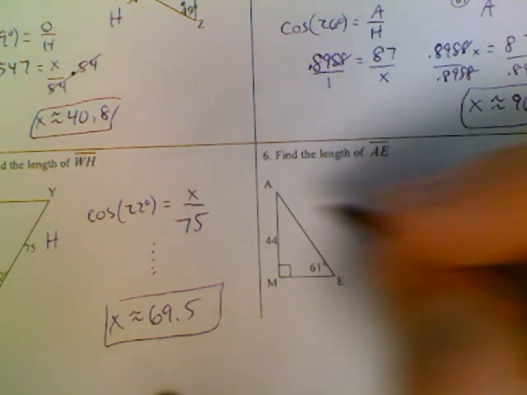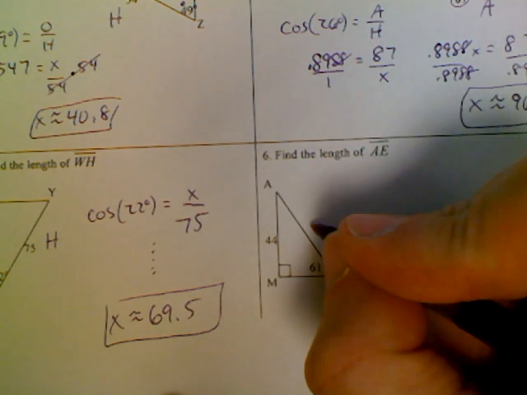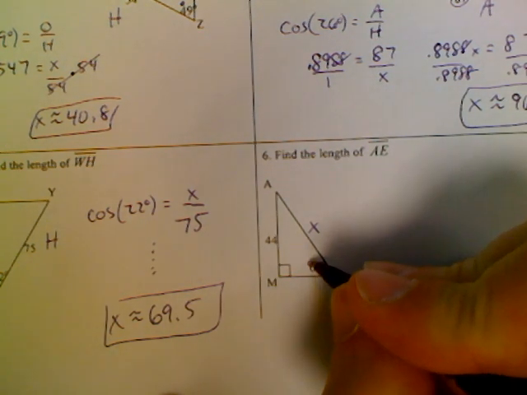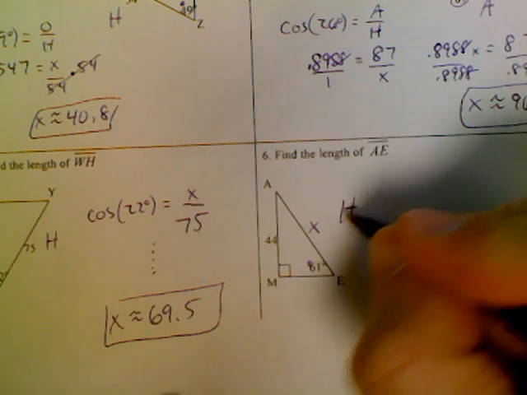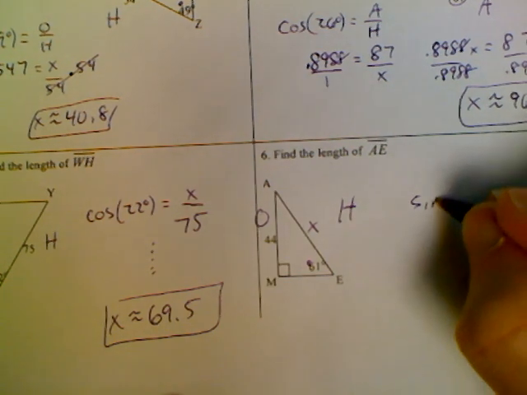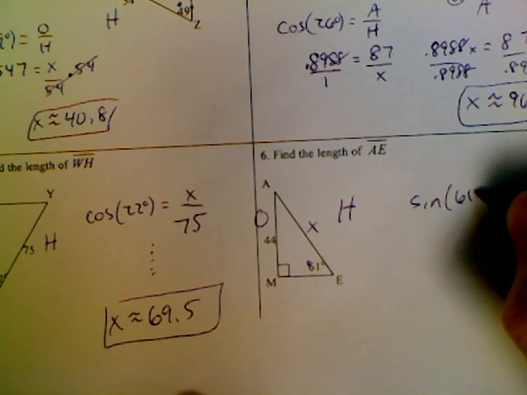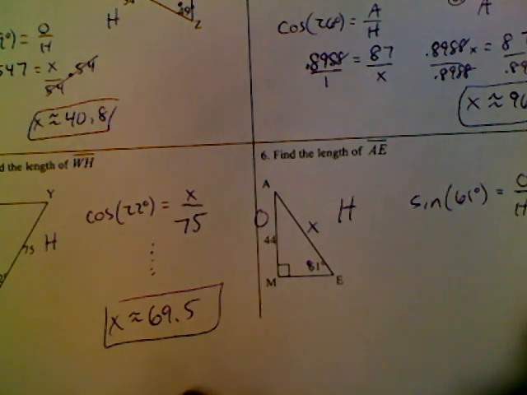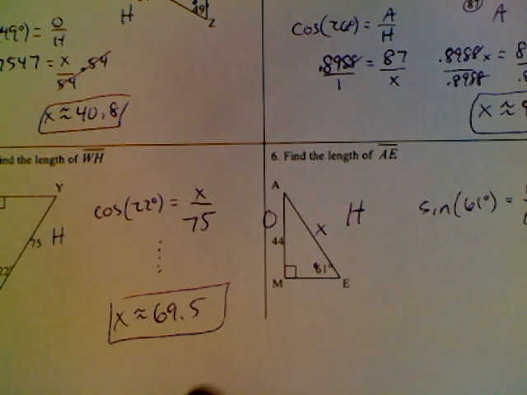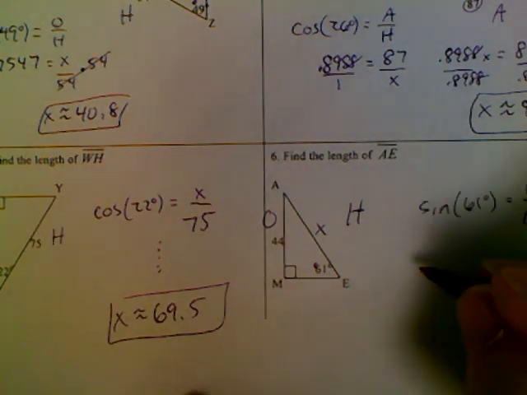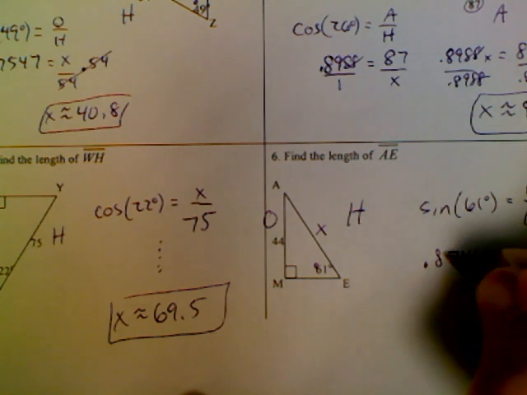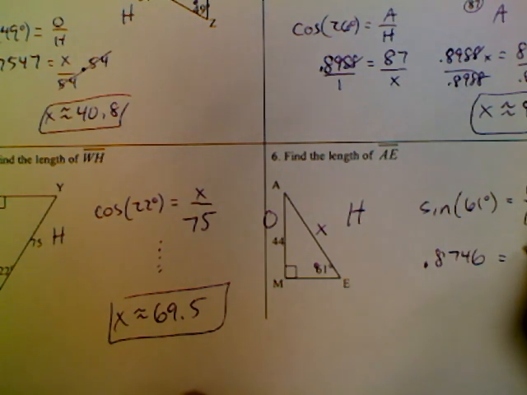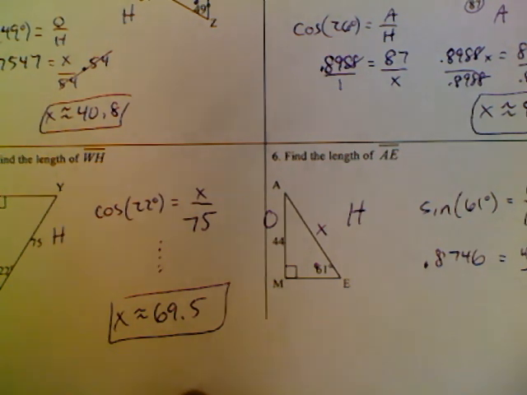Alright, if you paused, you start it up again, here's the solution. We're looking for AE. From that 61 degree angle point of view, that's the hypotenuse. This side is the opposite. We need sine to connect those. Sine 61 degrees is the opposite over the hypotenuse. Sine of 61, according to my table, is 0.8746. And that's equal to the opposite, which is 44, over the hypotenuse, which is x.